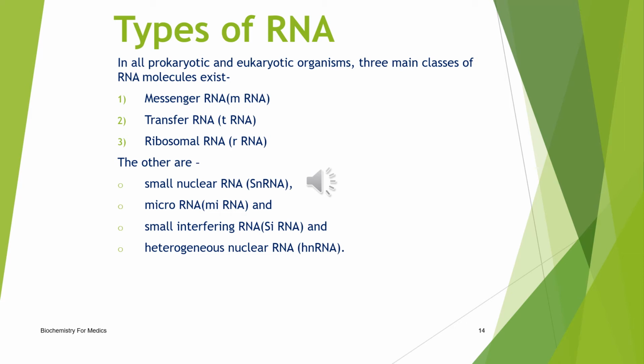Three main classes of RNA molecules exist. First, messenger RNA, mRNA; second, transfer RNA, tRNA; and third, ribosomal RNA. These are the three major classes of RNA. There is another small percentage of RNA, including small nuclear RNA, microRNA, small interfering RNA, and heterogeneous nuclear RNA.